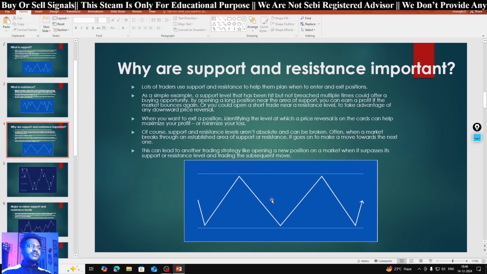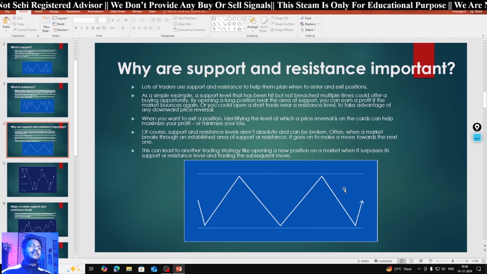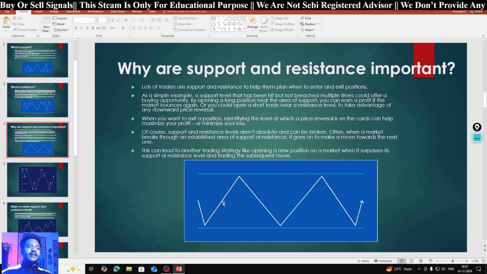So here you could see why support and resistance are important. Lots of traders use support and resistance to help them plan when to enter and when to exit. So this is particularly used to understand when to enter the trade and when to exit from the trade. You could see out here, this is a major support and this is a major resistance. Say the market started from here, reached this particular spot and then tried to bounce back, and from here it reached this particular resistance and then tried to come back.